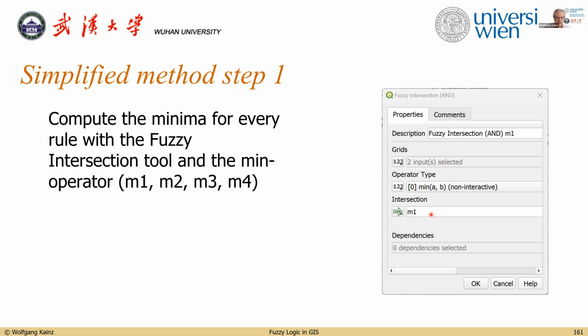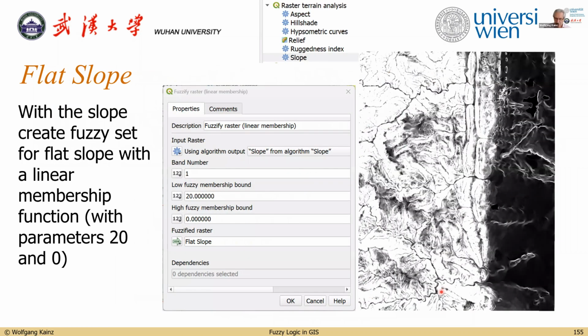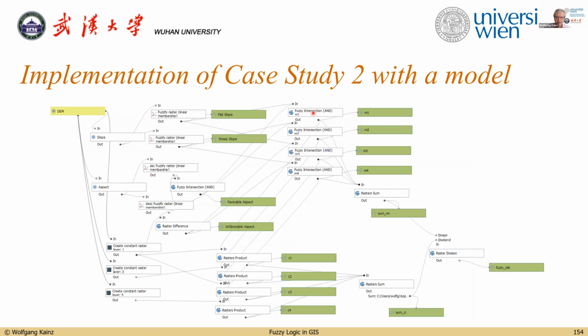And we do the same thing for the second rule, for the third rule, and for the fourth rule. For the second rule we have to use steep slope and favorable aspect. For the third rule, we have to use flat slope and unfavorable aspect. And for the fourth rule, we have to use steep slope and unfavorable aspect. So we have to do that, as you can see here in our model. We have 4 times this fuzzy intersection. For M1, we have our flat slope and the favorable aspect. For M2, we have the steep slope and the favorable aspect, and so on.